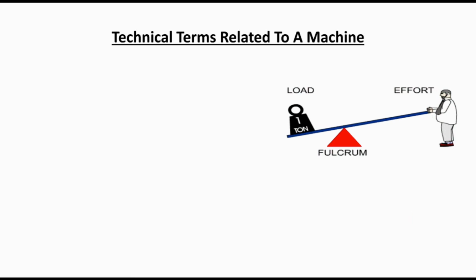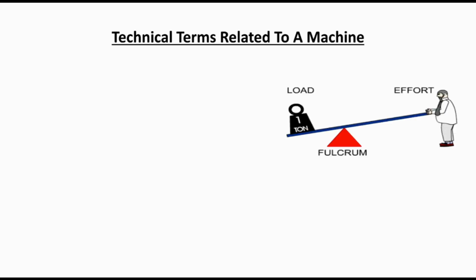Here you can see a simple machine. This is a lever. A lever is a simple machine consisting of a beam or rigid rod pivoted at a fixed hinge or fulcrum. A lever is a rigid body capable of rotating on a point on itself. On the basis of the location of fulcrum, load and effort, the lever is divided into three different types, that is class 1, class 2 and class 3. Now let's see the technical terms related to a machine.